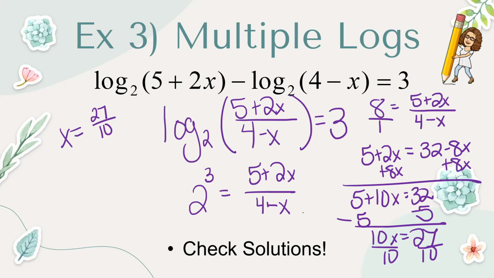Now, double checking. Got to check our solutions. There's only one solution, but check it. If I plug in 27 tenths for this x, I'm not going to get a negative nor a 0, so we're good there. And 27 tenths is the same as 2 and 7 tenths. So if I subtract 4 minus that, I'm definitely not going to get a problem. So that one does in fact work.